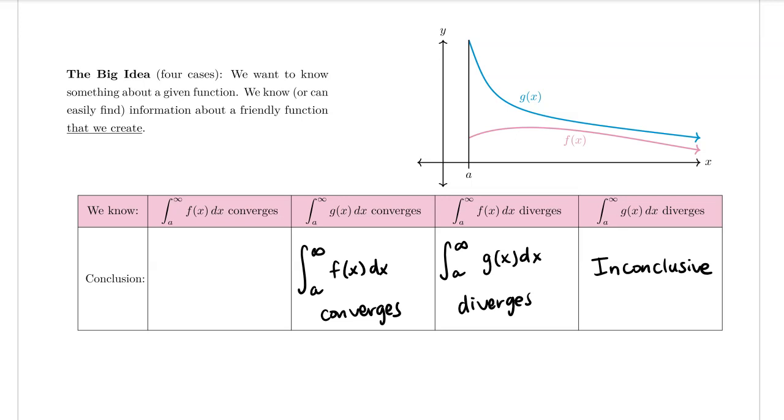Now, the first case which we skipped over says that the integral from a to infinity of f of x dx converges. So in this instance, the area under f of x is a finite number, but g of x's area underneath the curve is some number that's larger than that, and that number could be finite or it could also be infinite. So in this case, we also are dealing with the scenario of being inconclusive.